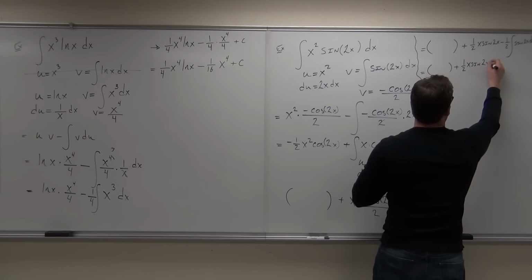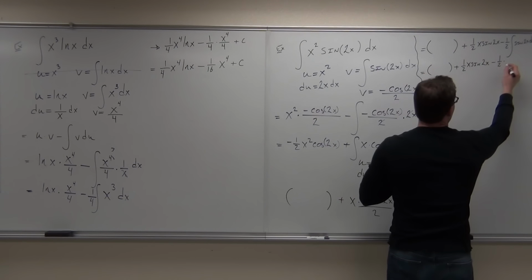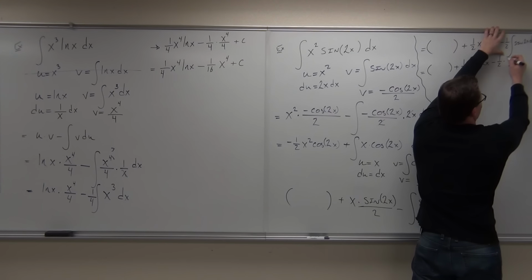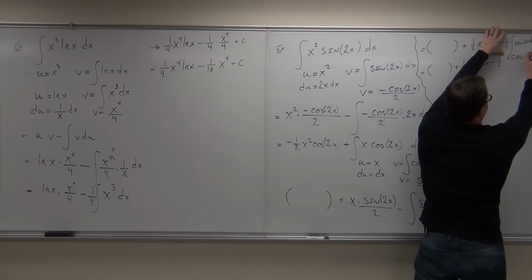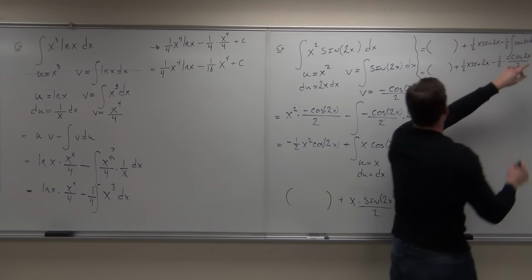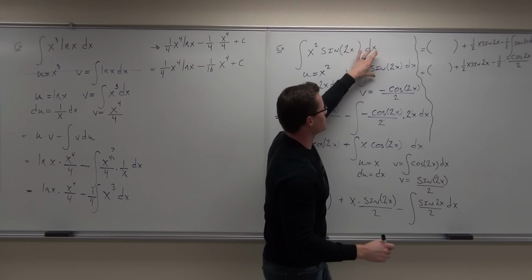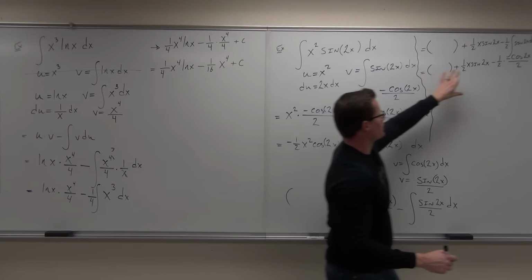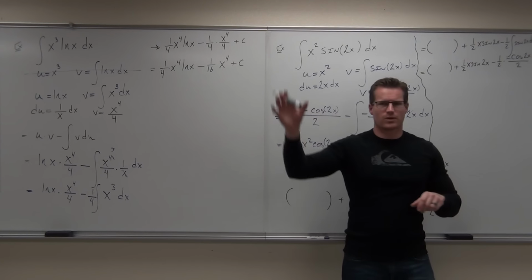So we have all the same stuff minus 1/2. This again was negative cosine 2x over 2. Exactly what we have here. This integral is the same as this one. So negative cosine 2x over 2. Show of hands, feel okay with that one.